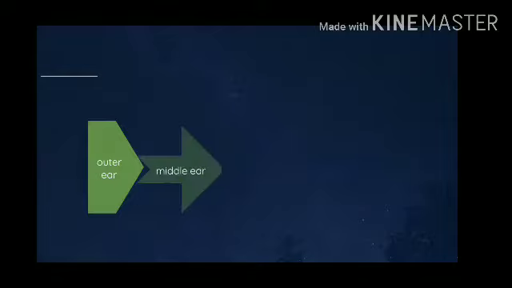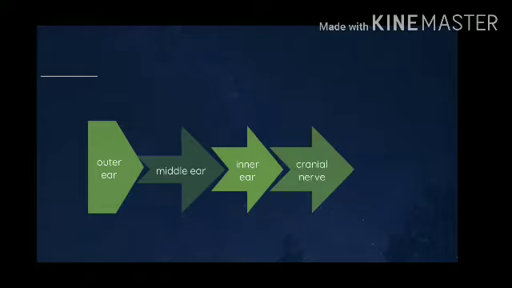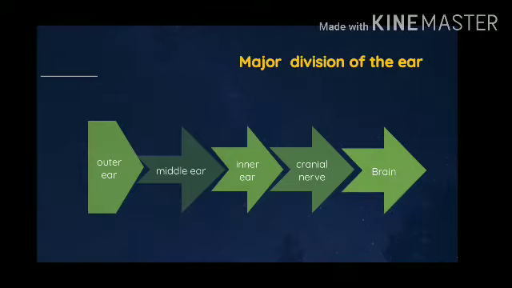The ear is divided into 5 major divisions. First one is outer ear, second one is middle ear, third one is inner ear, fourth one is cranial nerve and fifth one is brain. These are the 5 major divisions of the ear. The outermost layer is known as the outer ear. The second layer of the ear is known as the middle ear. The third layer in the ear is known as the inner ear.